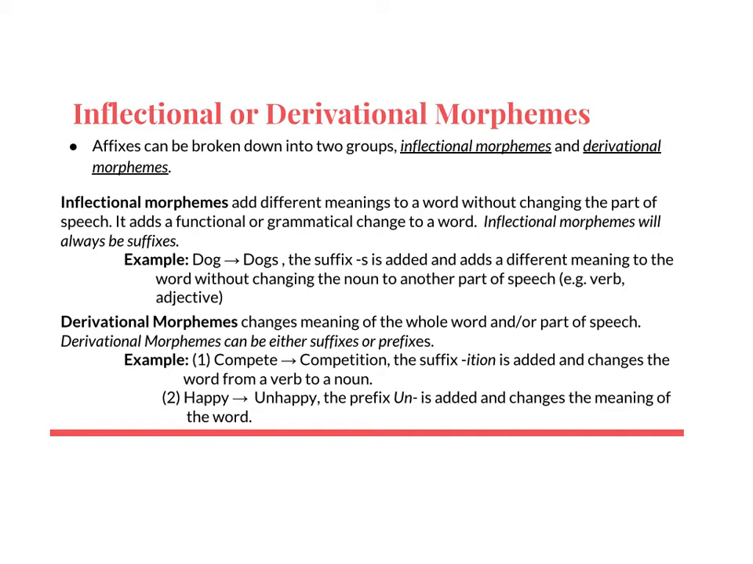Derivational morphemes change the meaning of the whole word and/or the part of speech. Derivational morphemes can be either suffixes or prefixes. For example, taking the word compete and changing it to competition. The suffix tion is added and changes the word from a verb to a noun, also changing the word's meaning. For another example, with a prefix, we have the word happy, which is changed to unhappy. The prefix un is added and changes the meaning of the word.